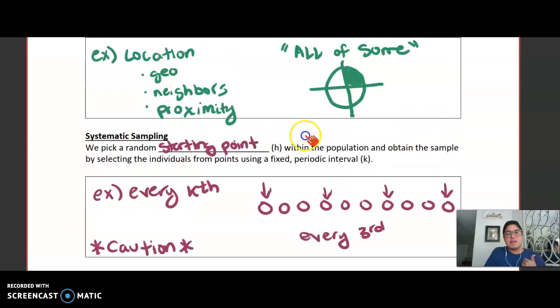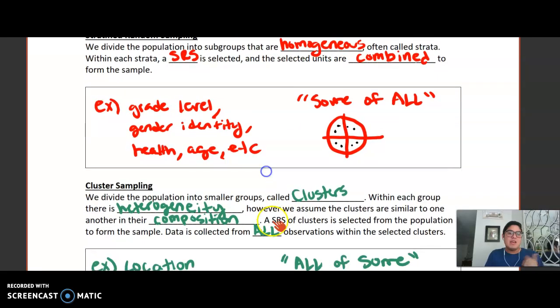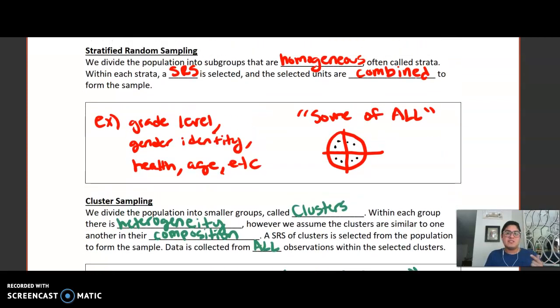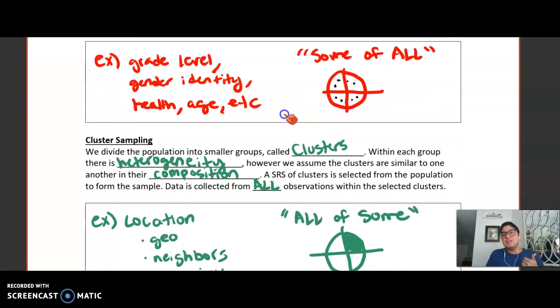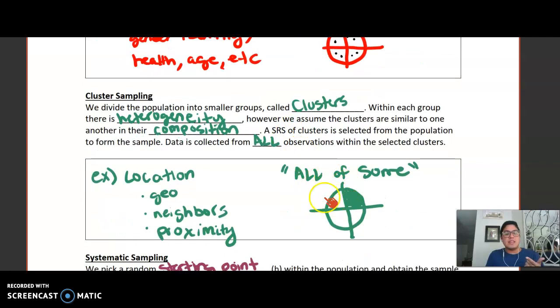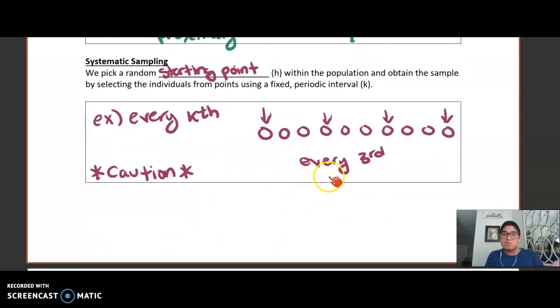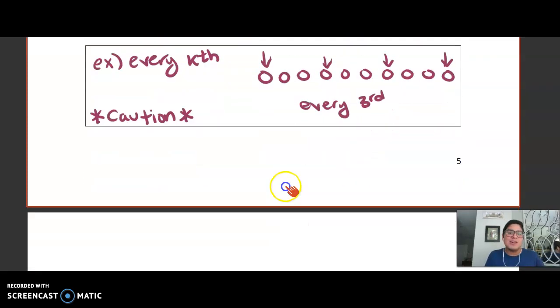So again, we have the strata, they're all the same. Cluster, there's enough differences. So this is differences between, this is differences within, and then this is just, whoa Nelly, go for it.